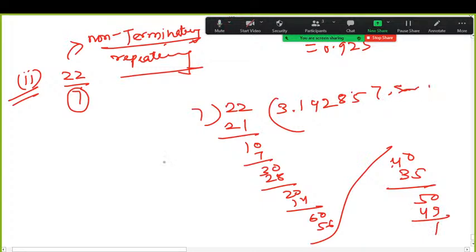That means 22 over 7 can be written as 3.142857142857142857. That's why you can put a bar here. Is it clear to you now?